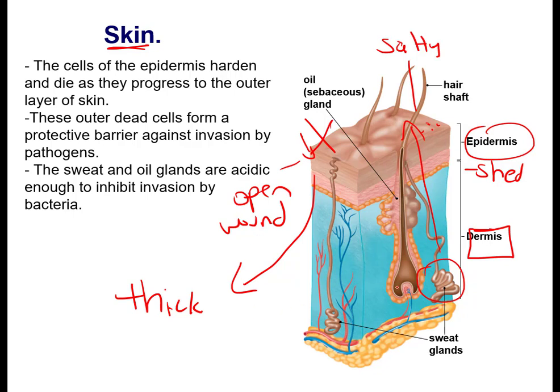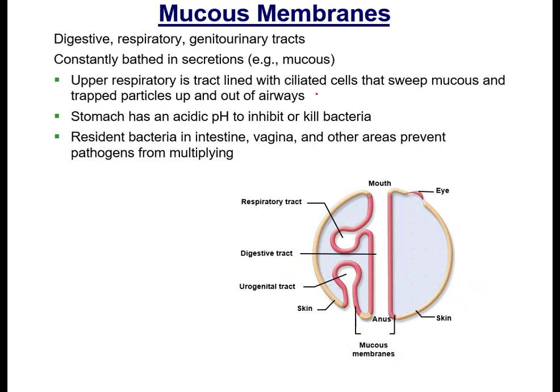Also, you have oil glands. Your oil glands are another natural barrier to keep pathogens away. So your skin is the first natural barrier. The second is what's called your mucous membranes. This is basically your internal skin. Anything from your mouth, your respiratory tract, digestive tract, all the way to the urogenital tract. So these are the internal skin.